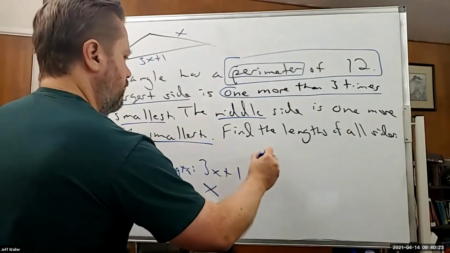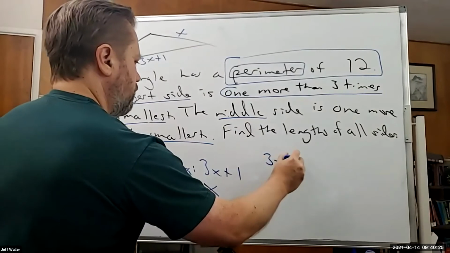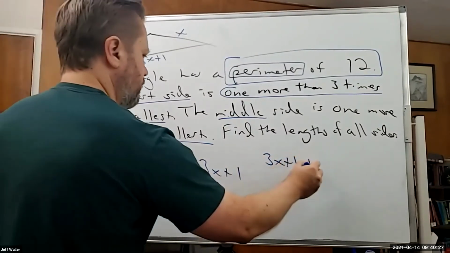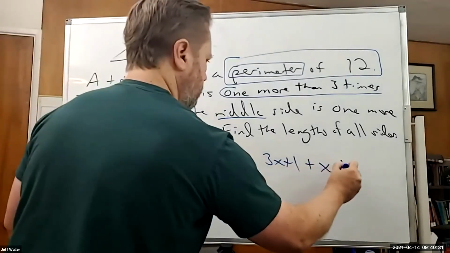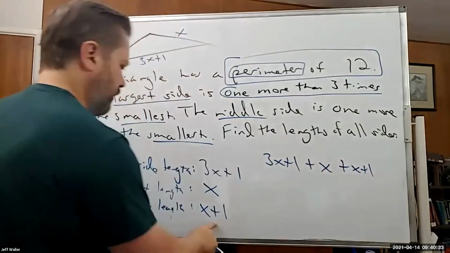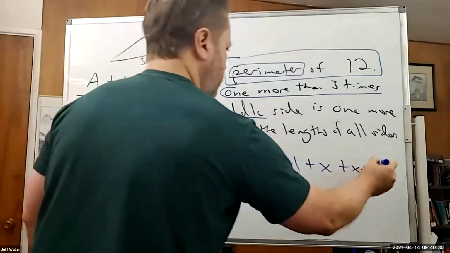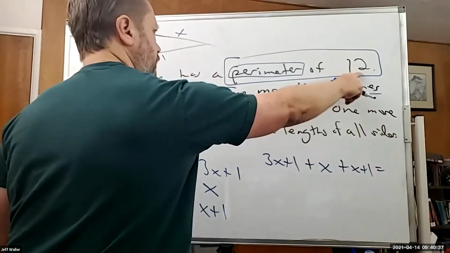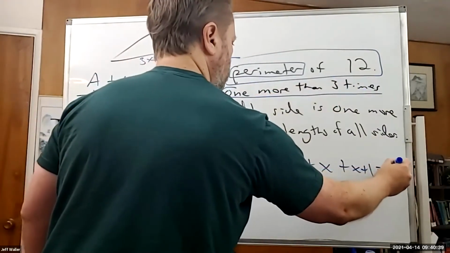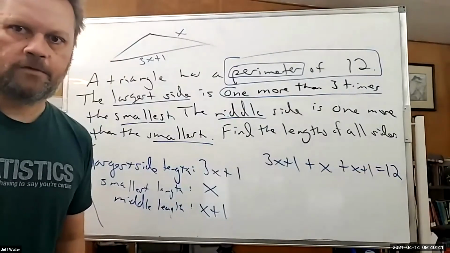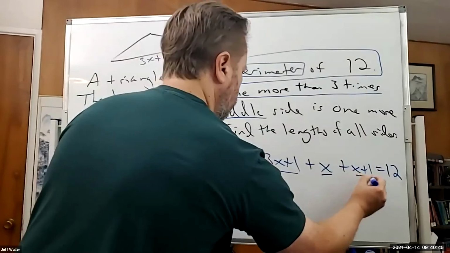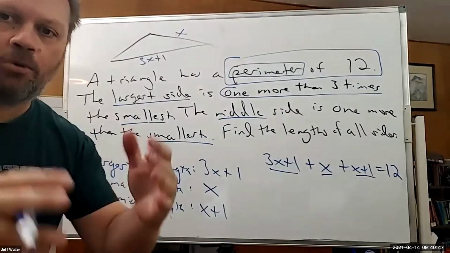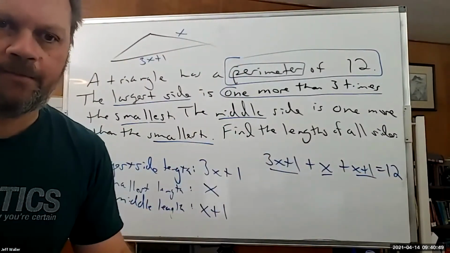So I'm going to take this side plus this side plus this side. And then I have to get 12. So I have to be able to find all the sides because this problem is totaling up all the sides.